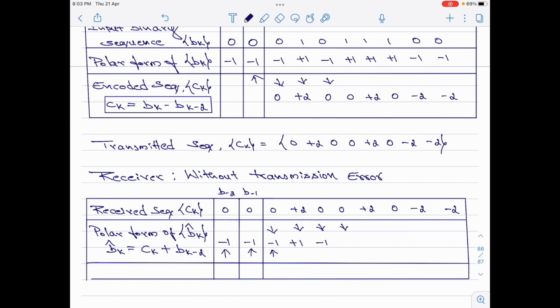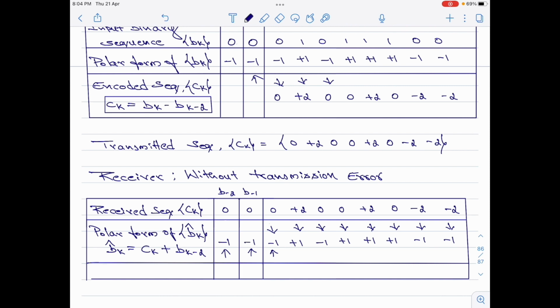Here, we will get a +1. The next one is also +1. The next one is again +1. Here, we will get -1. And the last digit is also -1. This is the polar form of the decoded sequence BK cap.